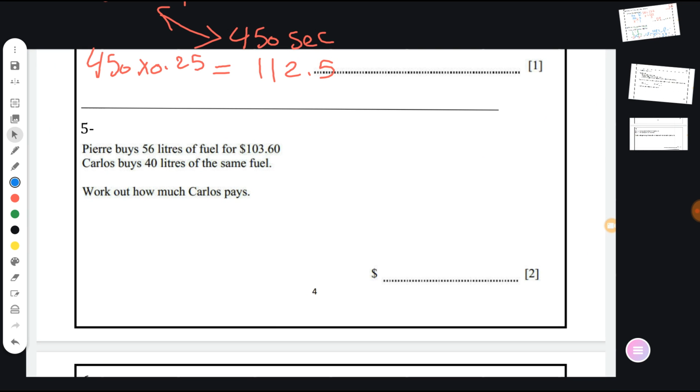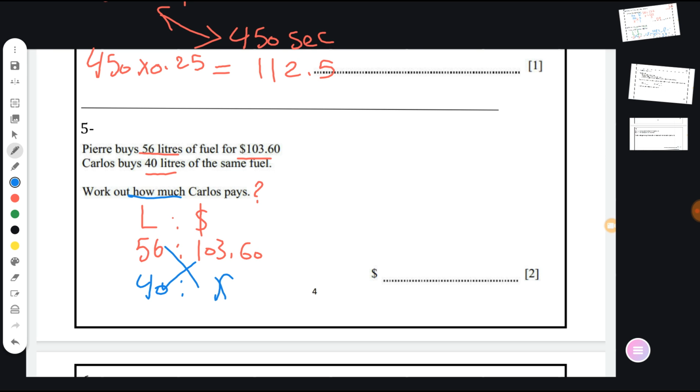Pierre buys 56 liters of fuel for 103.60 US dollars. Carlos buys 40 liters of the same fuel. Work out how much he pays. So the question mark is for the question. Liters to US dollars: liters here 56 for 103.60, and I need to know how much money for 40 liters.